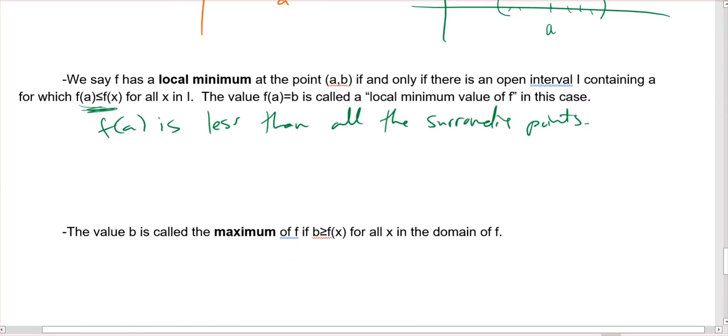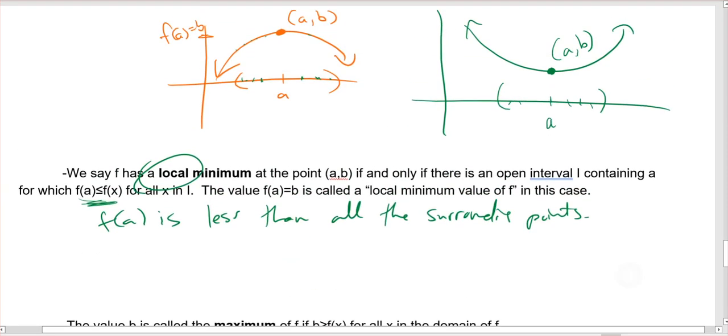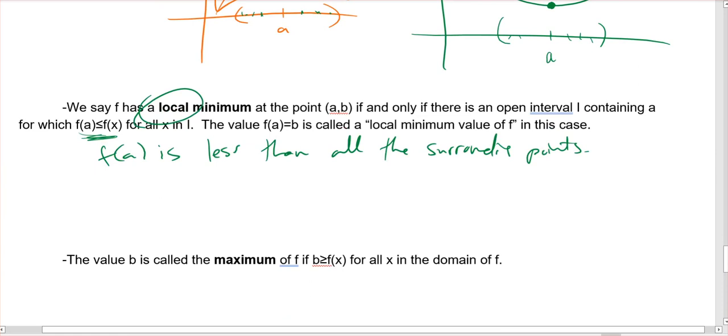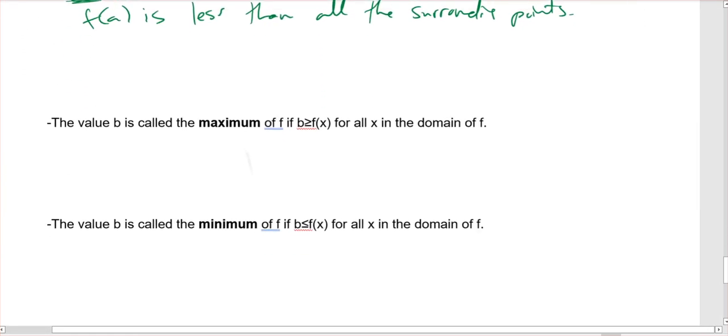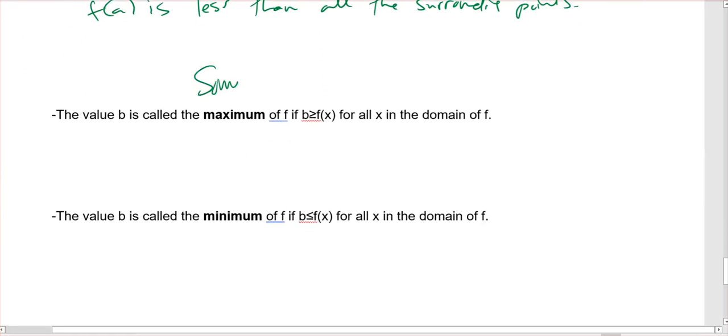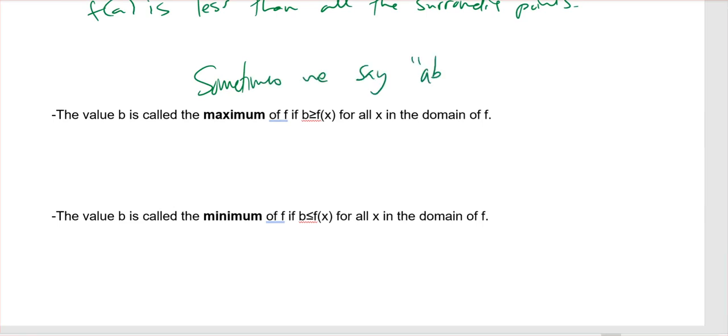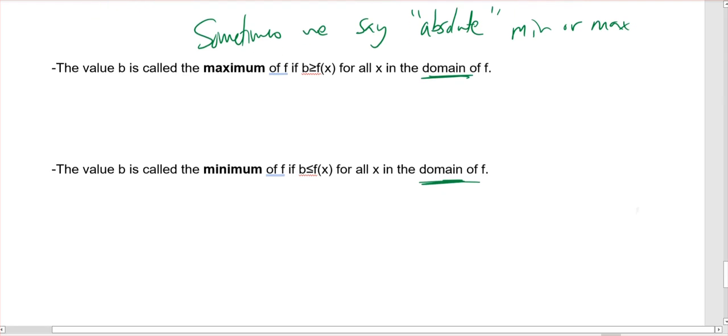Okay, so these, right, the first two we had local minimum. So these others, maximum and minimum, sometimes we say absolute minimum or maximum. Sometimes we use that word, or we just omit any qualifiers at all. We just say it's the maximum, right? It's the biggest thing in the whole domain, or it's the smallest thing in the whole domain, right?